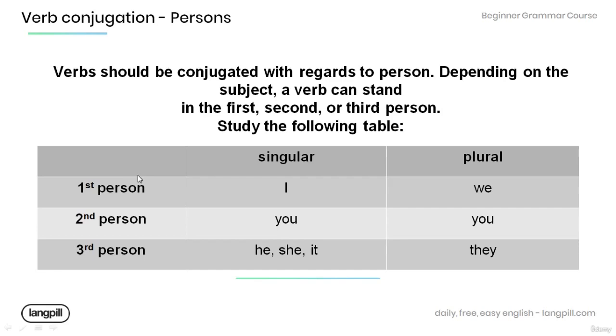Now when the subject is in the first person and it's singular, we use I. Plural, we. When the subject is in the second person and it's singular, we use you. Plural, you. And when the subject is in the third person and it's singular, we use he, she, or it. Plural, they.